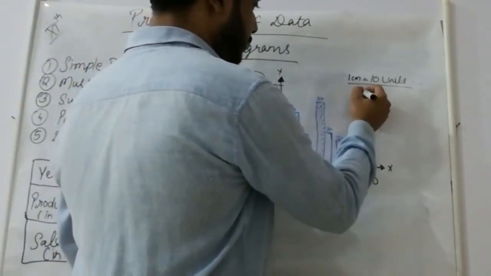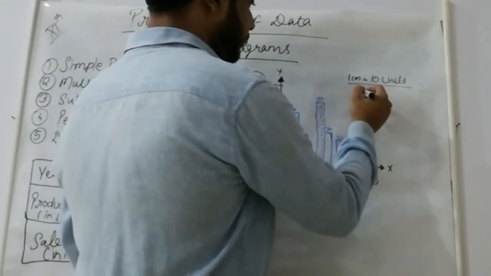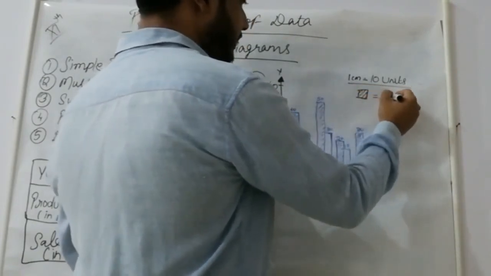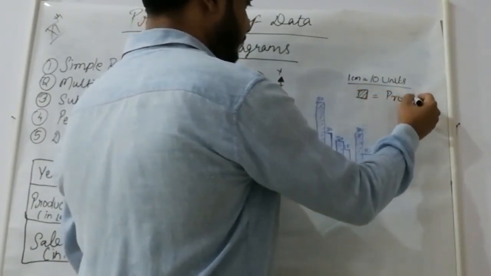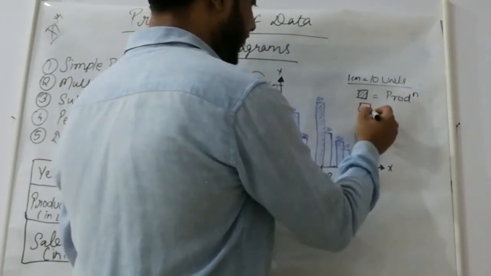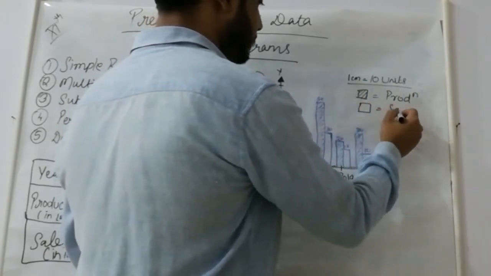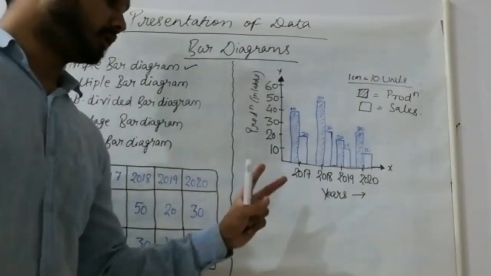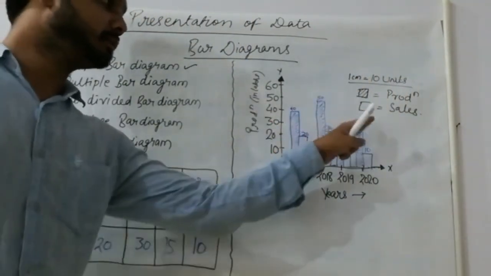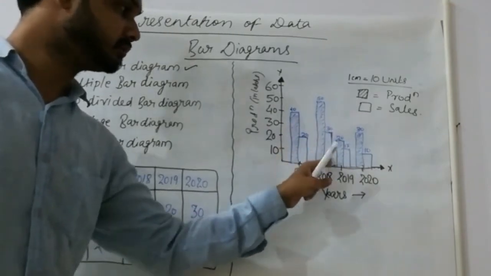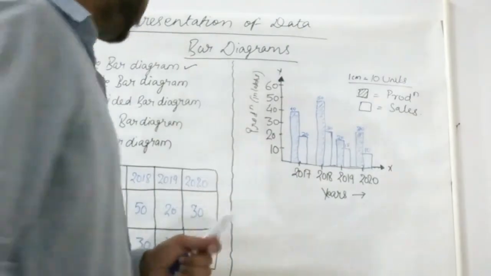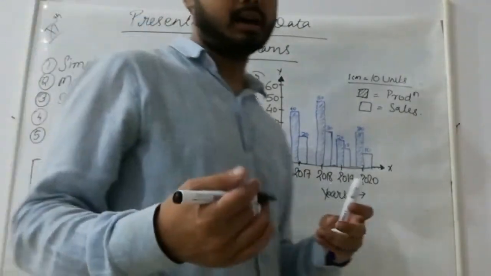Then make the box, we will have to make an index here. This shade is representing production, and the blank ones are representing sales. Now when the viewer or the reader sees this, he will be able to get that here sales is this one and production is this one. So this is how we make a multiple bar diagram.